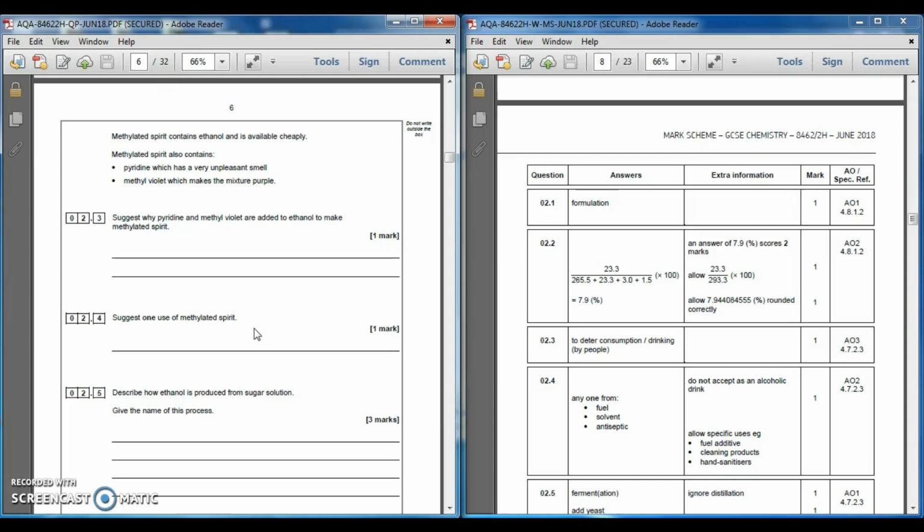Yeah, there's a couple of people saying that it would make it more enticing to drink, but it's exactly the opposite. We're going to try and stop people from consuming or drinking it, because it's making it a very unpleasant smell, and the purple colour gives you a very clear indication that it's not water, it's not something else that's nice.